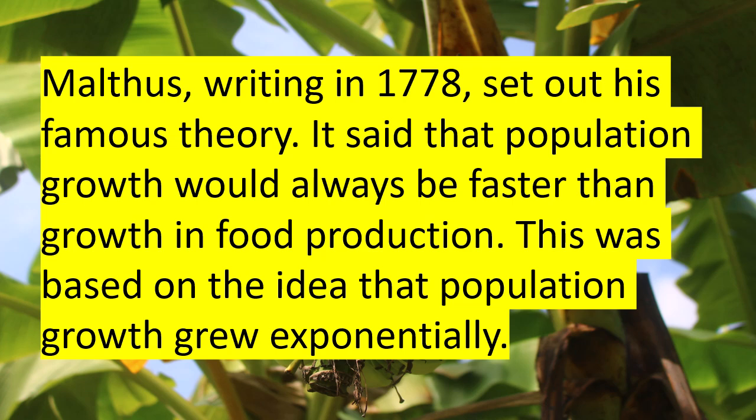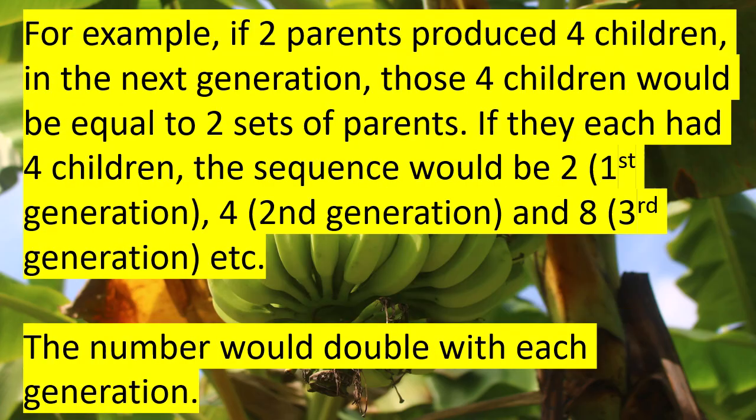Malthus, writing in 1778, set out his famous theory. It said that population growth would always be faster than growth in food production. This was based on the idea that population grew exponentially. So, for example, if two parents produced four children in the next generation, those four children equal two sets of parents. If they each had four children, the sequence would be first generation 2, second generation 4, third generation 8, and the number would double with each generation.